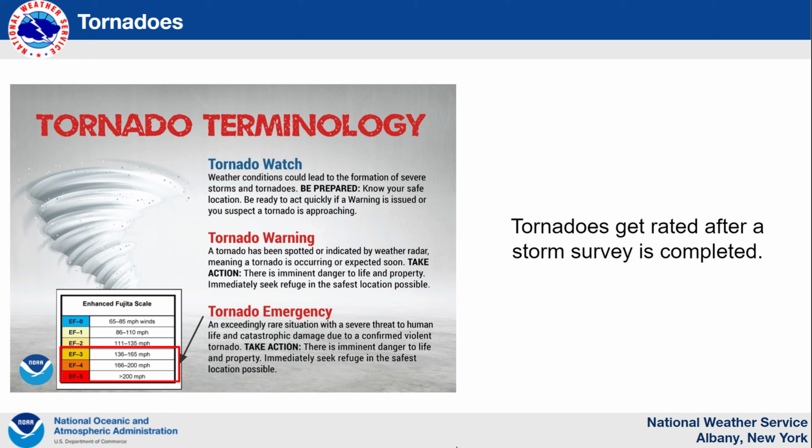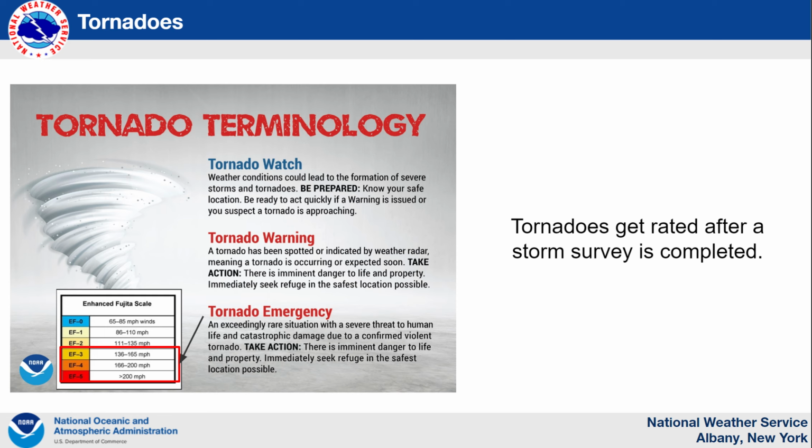So let's go over some tornado terminology. The first term to be defined is a tornado watch. A tornado watch means weather conditions could lead to the formation of severe storms and tornadoes. It means that the conditions are favorable and it's possible. So someone should be prepared, know your safe location, be ready to act quickly if a warning is issued or you suspect a tornado is approaching.